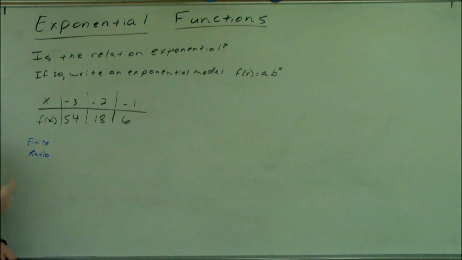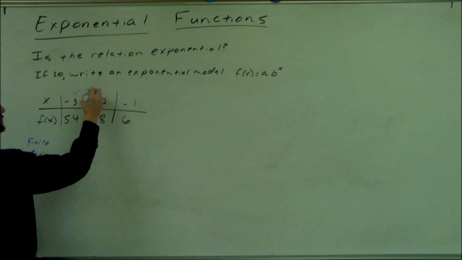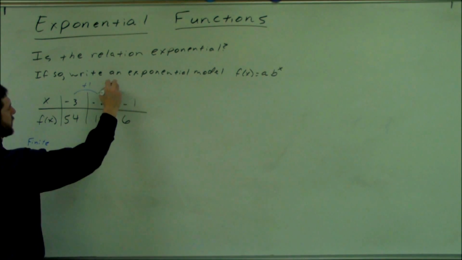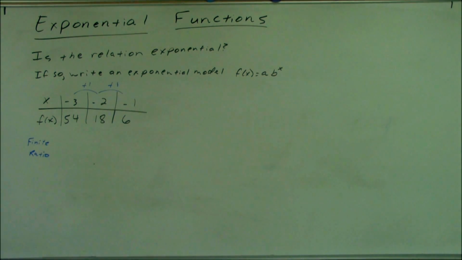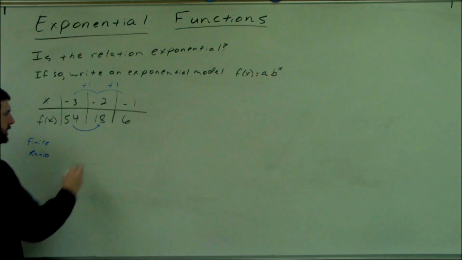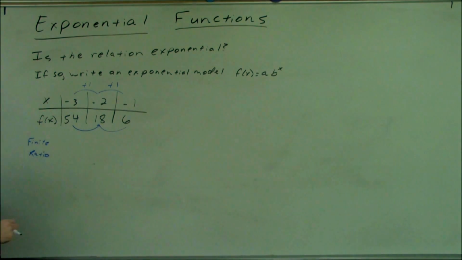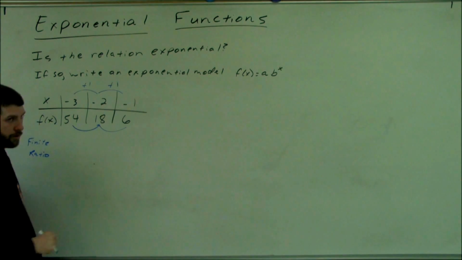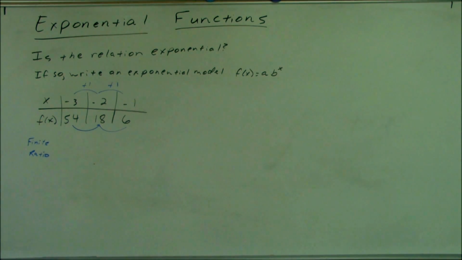So it's what am I multiplying to transition from one domain value to the next. So we're still constant here. We still increase by 1, increase by 1. So we have a constant increase there. Is the ratio of the y's consistent also? So you say, how do we get from 54 to 18 and from 18 to 6? If you don't recognize that it's divide by 3, ratio implies division.